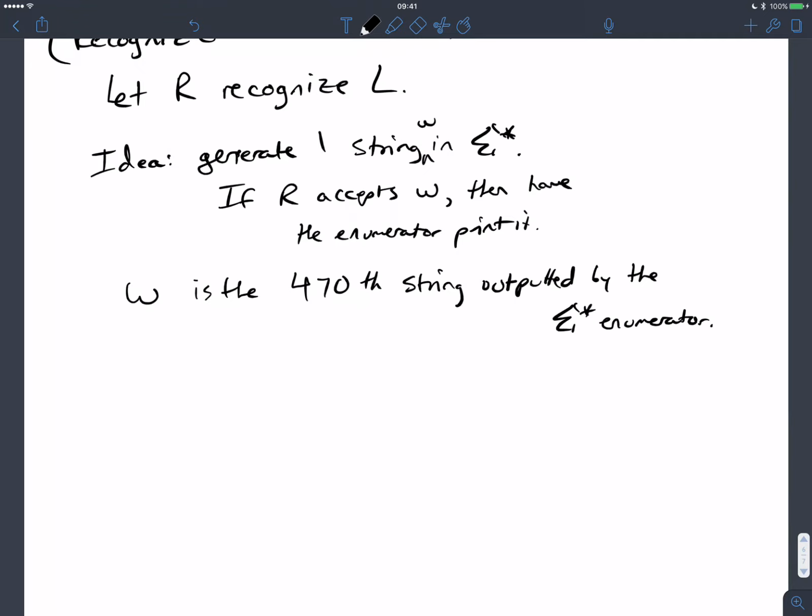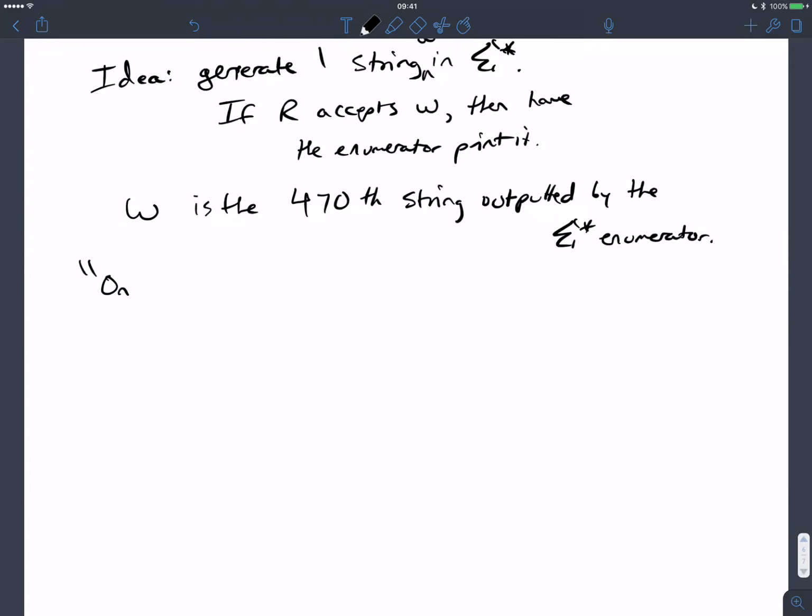Another question. Is it a problem if an enumerator prints a string more than once? No, as long as I can guarantee the strings in the language will be printed in a finite amount of time. Fix a string, it'll be printed. So here's how an enumerator is going to work. Remember, an enumerator takes empty input, so it always has empty input.